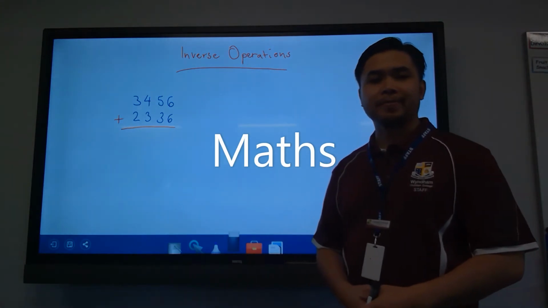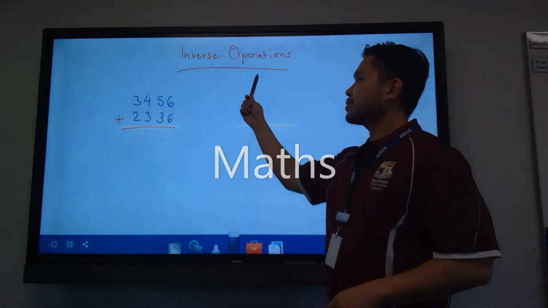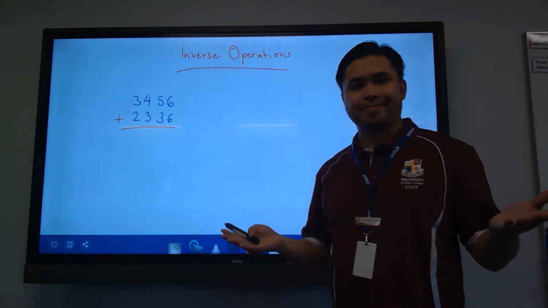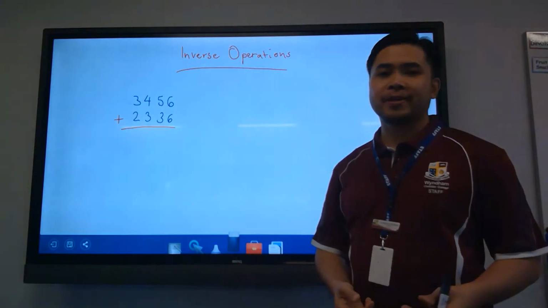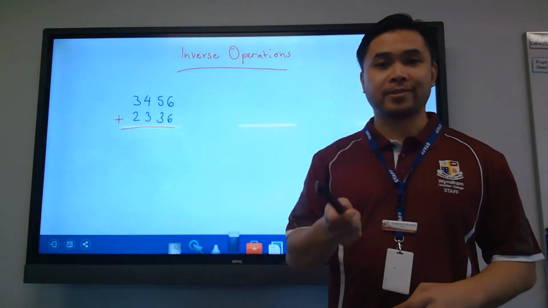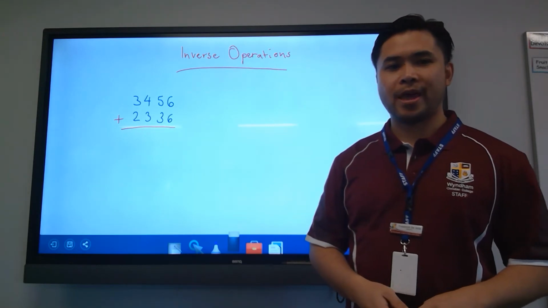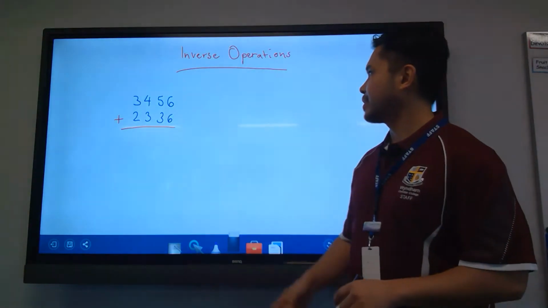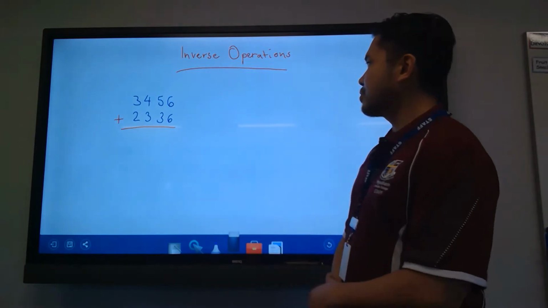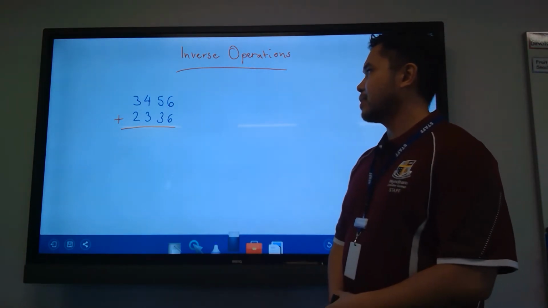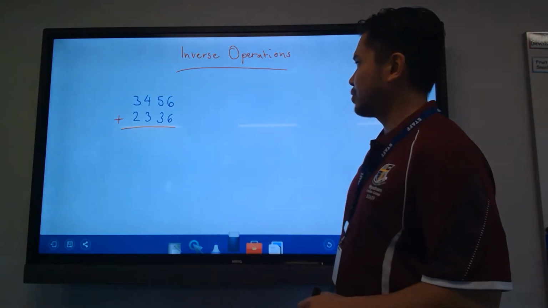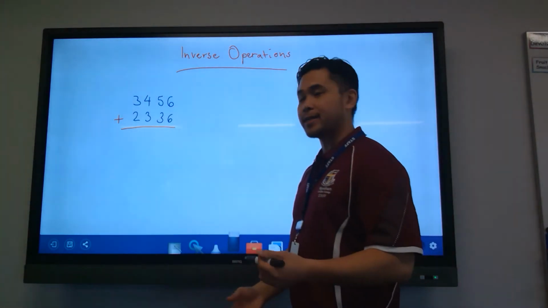Now it's maths time. Inverse operations, what does that mean? Well, it's just a fancy way of saying check your answers by doing the opposite operation. For example, let's have a look at this sum. 3,456 plus 2,336. Let's work it out together.